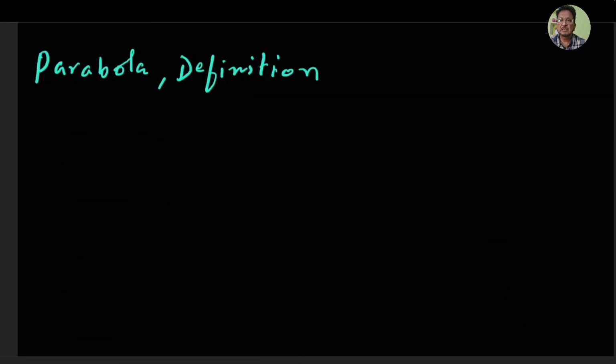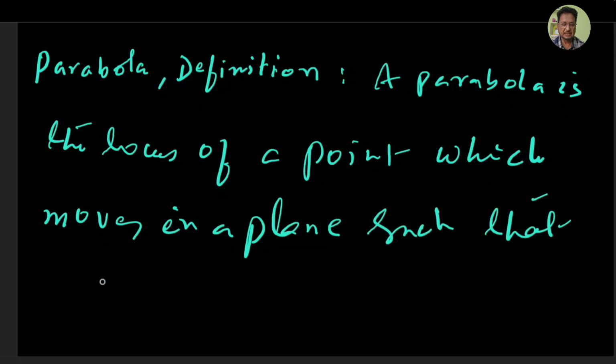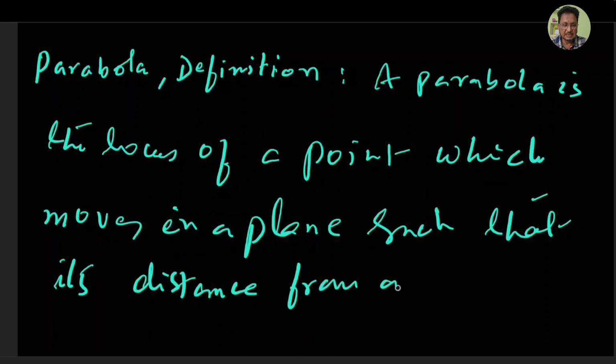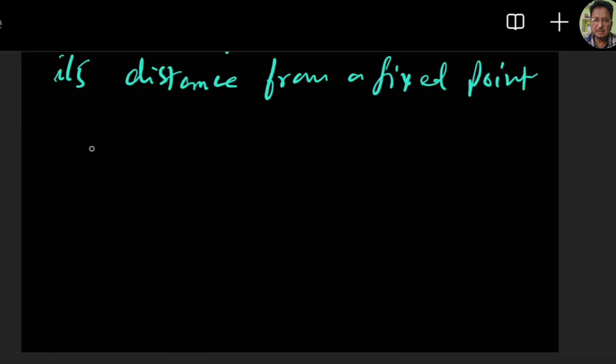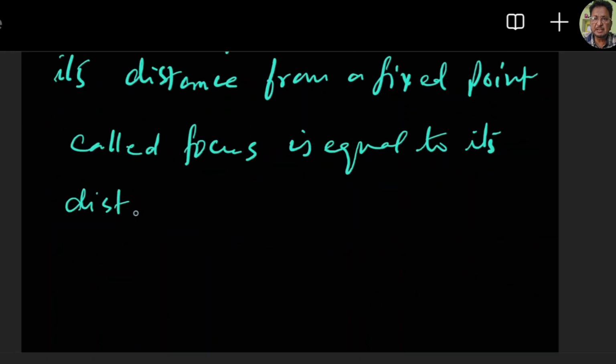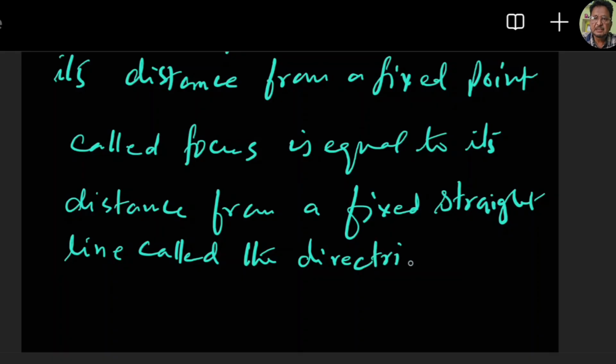Let's study about the definition of a parabola first. A parabola is the locus of a point which moves in a plane such that its distance from a fixed point called the focus is equal to its distance from a fixed straight line called the directrix. Equation of directrix is taken as x plus a is equal to 0.